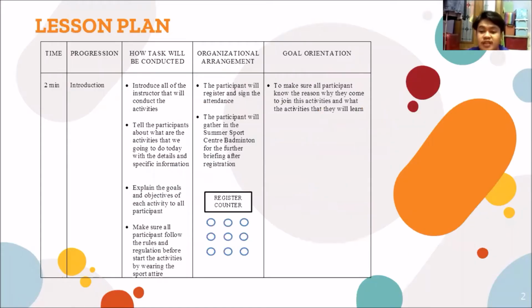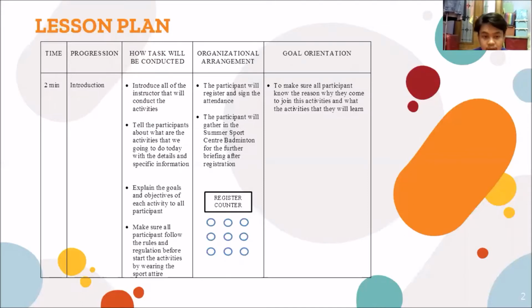Okay, in the first slide of the lesson plan, we will explain the introduction of our badminton skill session. In the introduction, we will explain to the participants who join our activity the goals and the objectives of the activities, so the participants can know why they come to join and what they will learn.